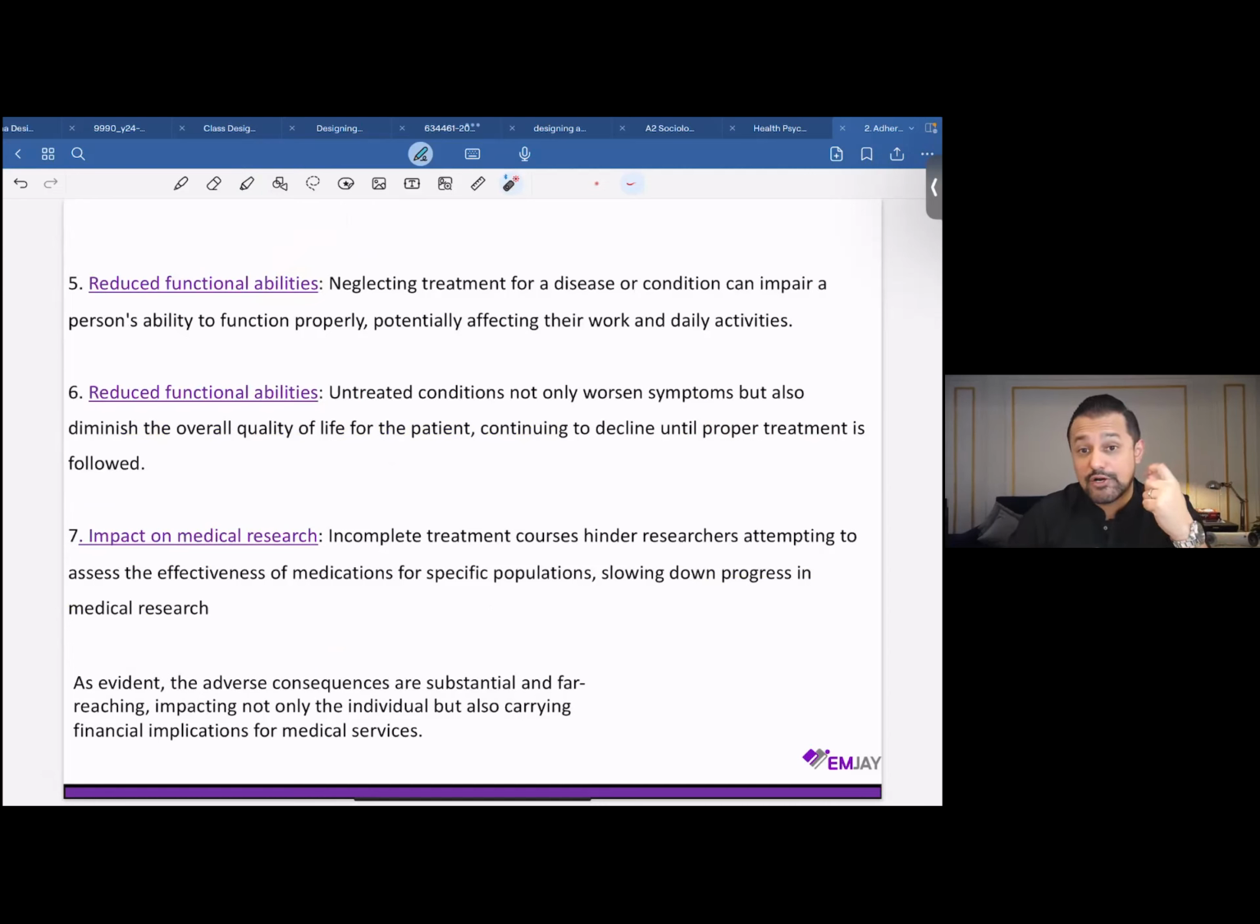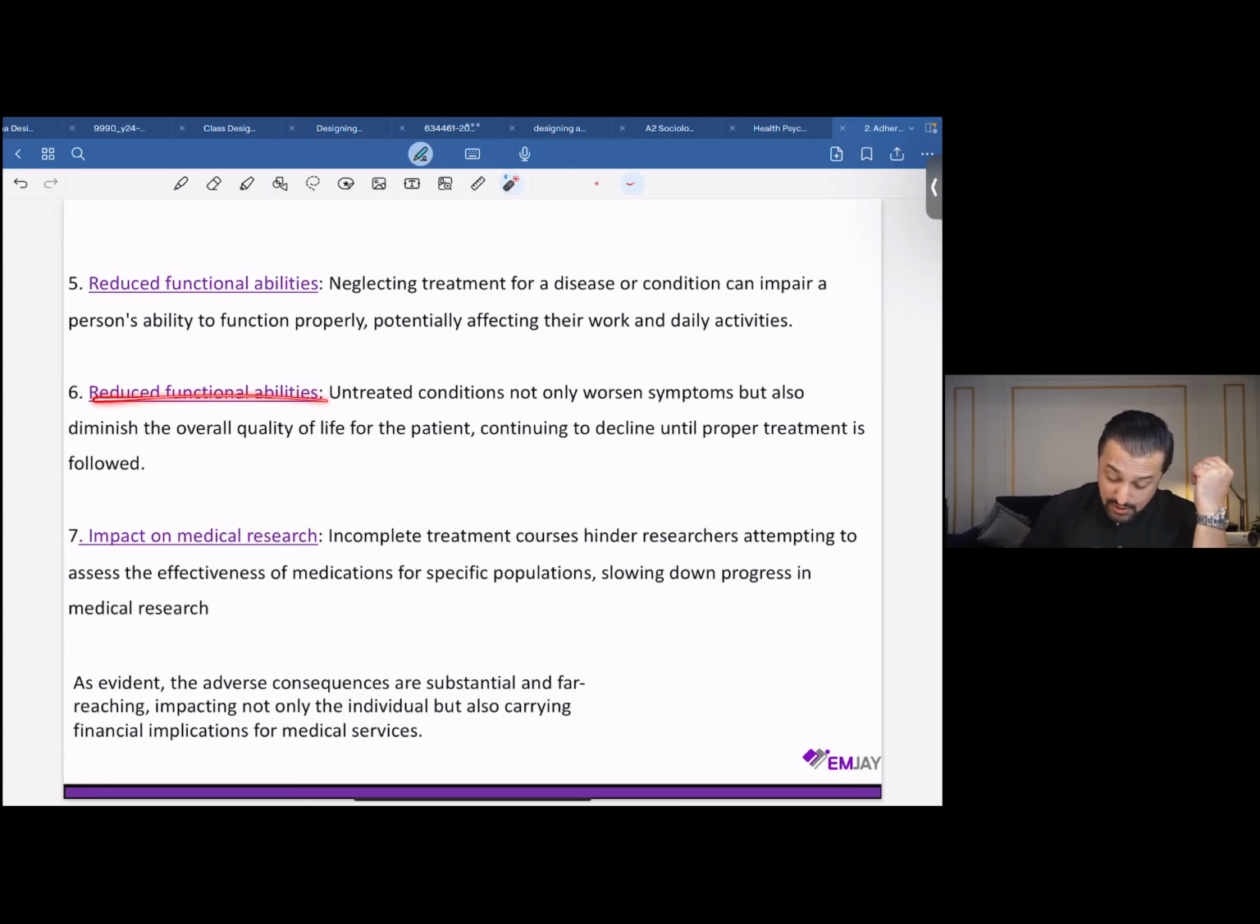Neglecting a treatment for a disease or condition can impair a person's ability to function properly, potentially affecting their work and daily activities as well. So, if you're neglecting a treatment, eventually it's going to come back to you. Eventually, you might end up not being able to function or not being able to live your life the way you'd wanted to.